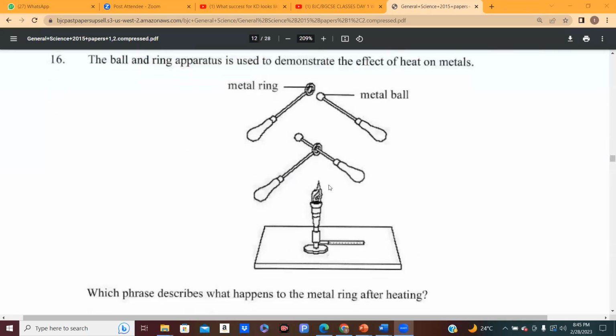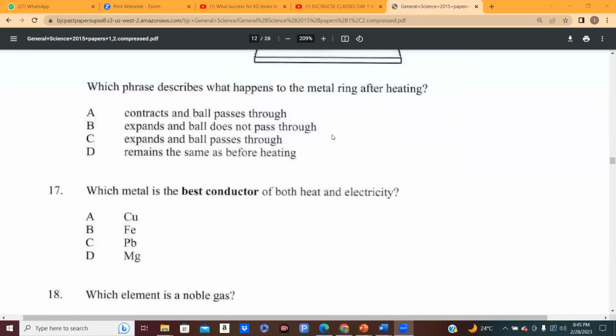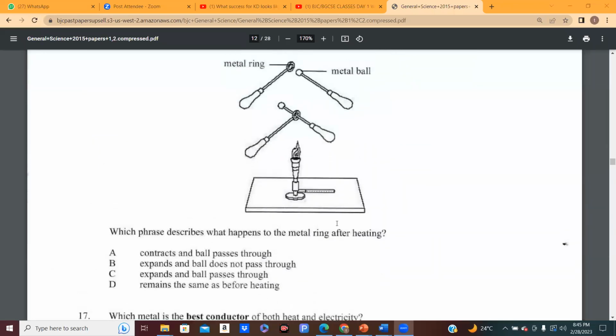All right, number 16. Number 16 is for Antoine. The ball and ring apparatus is used to demonstrate the effect of heat on metals. If you have a metal ring and a ball, the ball couldn't pass through at first, but after the heat is applied, now the ball could come out. So the question is, which phrase describes what happens to the metal ring after heating?